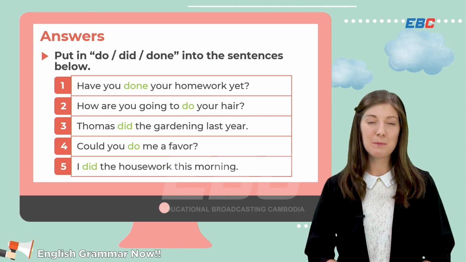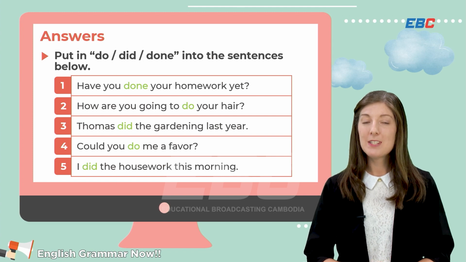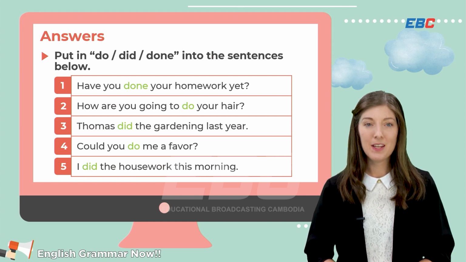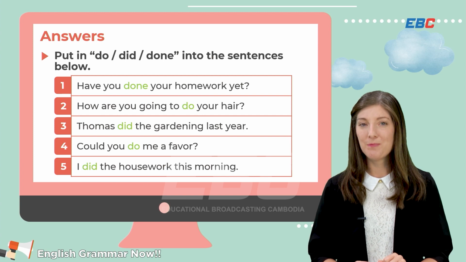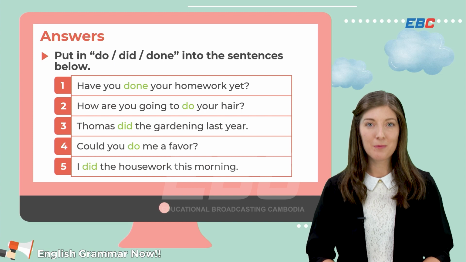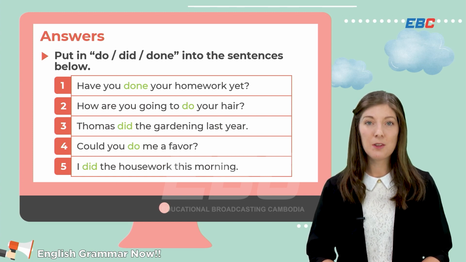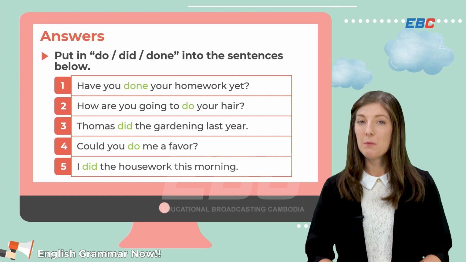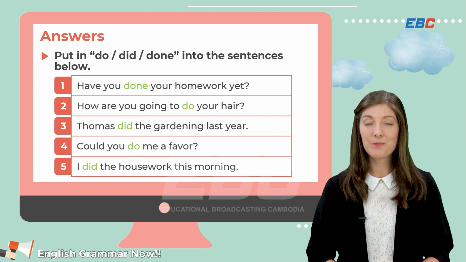Here's how we could fill in the blanks of these sentences. For number 1, have you done your homework yet? You can see that this is present perfect, have done. So we need the participle form of do. Number 2, how are you going to do your hair? Number 3, Thomas did the gardening last year. Because this is past, we need to use the past form of to do.